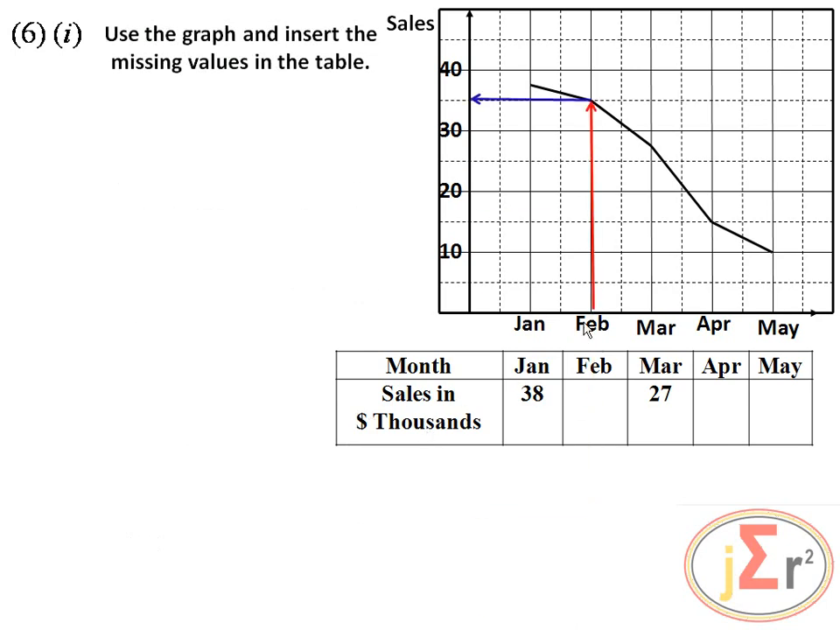Notice that February is associated with $35,000. We just put 35 right there. Any other month is missing? April is associated with $15,000. May is associated with $10,000. Do not forget, thousands of dollars.